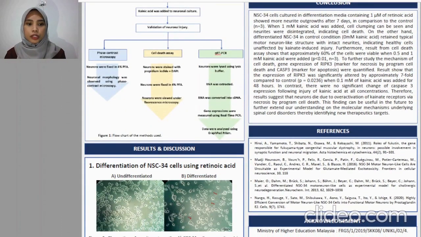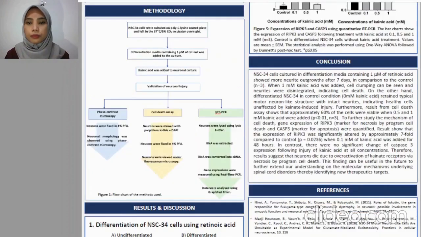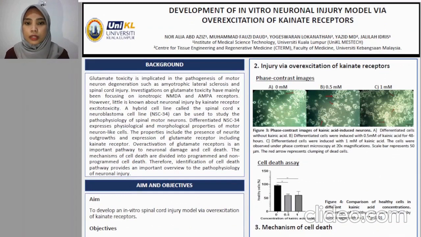Moving on to the results and discussion, the first one is to differentiate NSC34 cells using retinoic acid. There are two conditions. A is NSC34 cells cultured in serum-deprived media without retinoic acid for 7 days. B is NSC34 cells cultured in differentiation media containing 1 micromolar of retinoic acid for 7 days. As you can see, in the differentiation media there are more neural outgrowths, as represented by the red arrow.